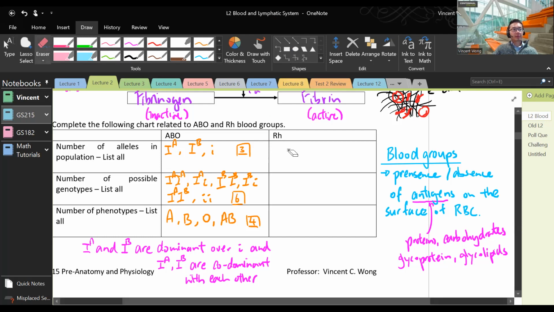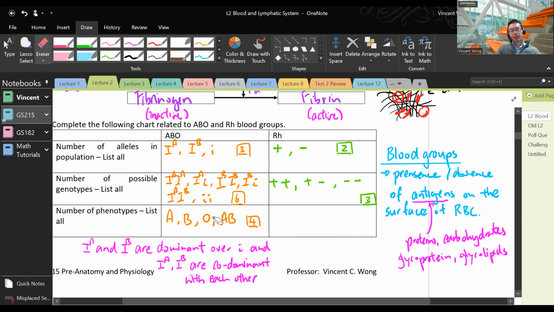All right, next part. We're moving on to the RH. Okay, so RH is another blood group. Remember, we have 30 different blood groups, right? So RH, there are only 2 alleles here. We have the positive allele and the negative allele, a total of 2 alleles. So how many different combinations can you have? Well, you can have positive, positive, you can have positive, negative, or you can have negative, negative. Okay, 2 alleles give you 3 possible combinations.